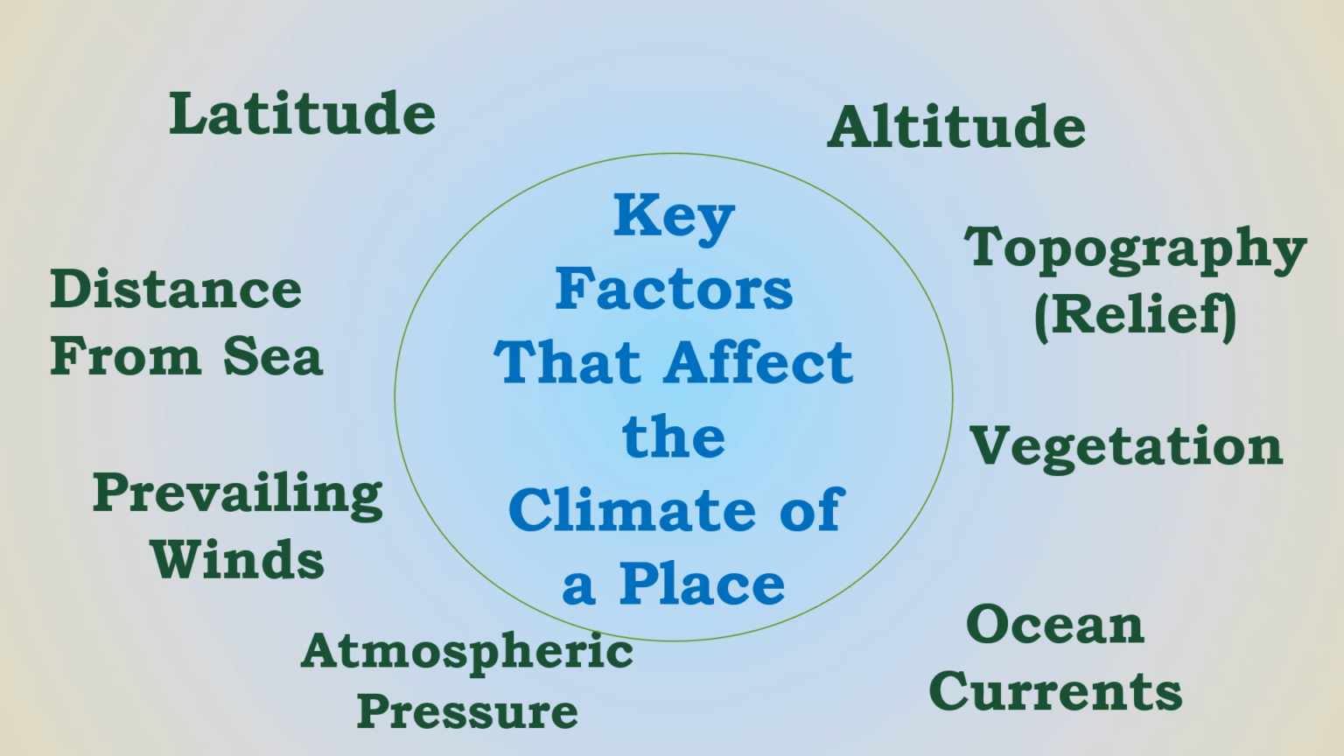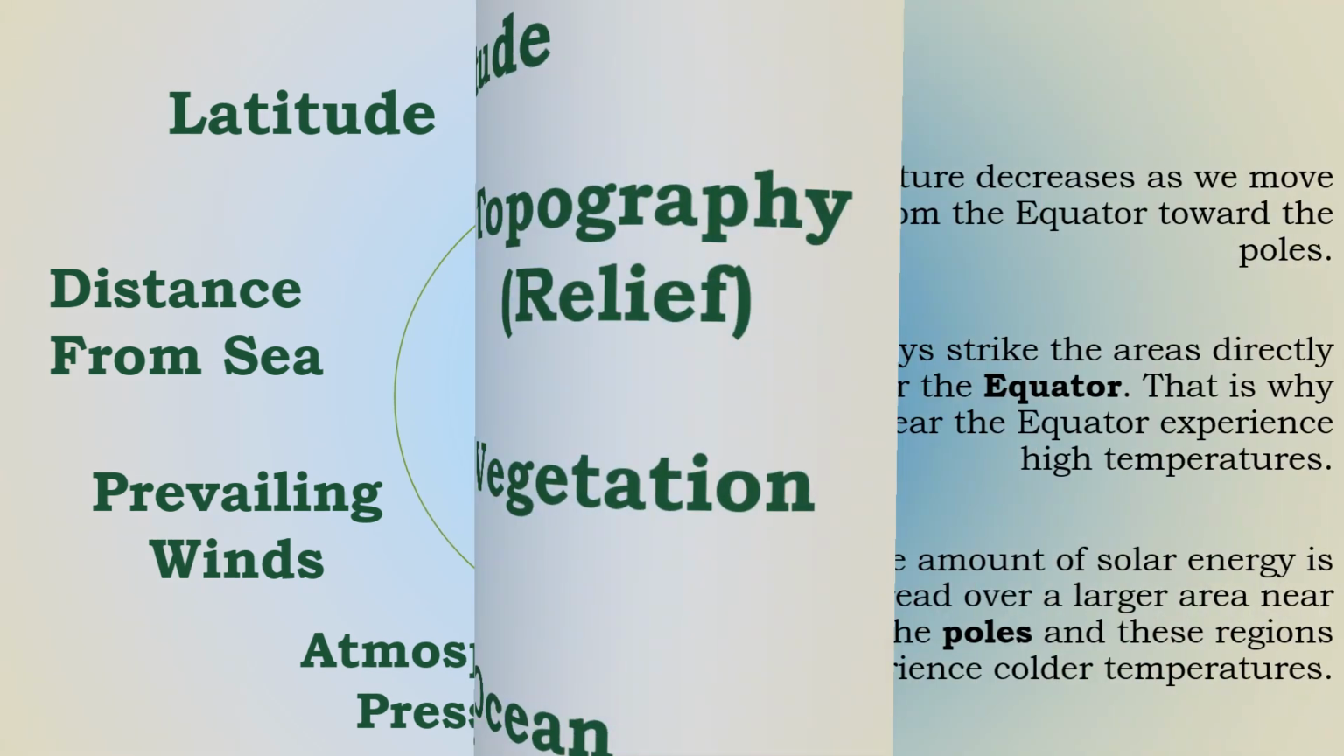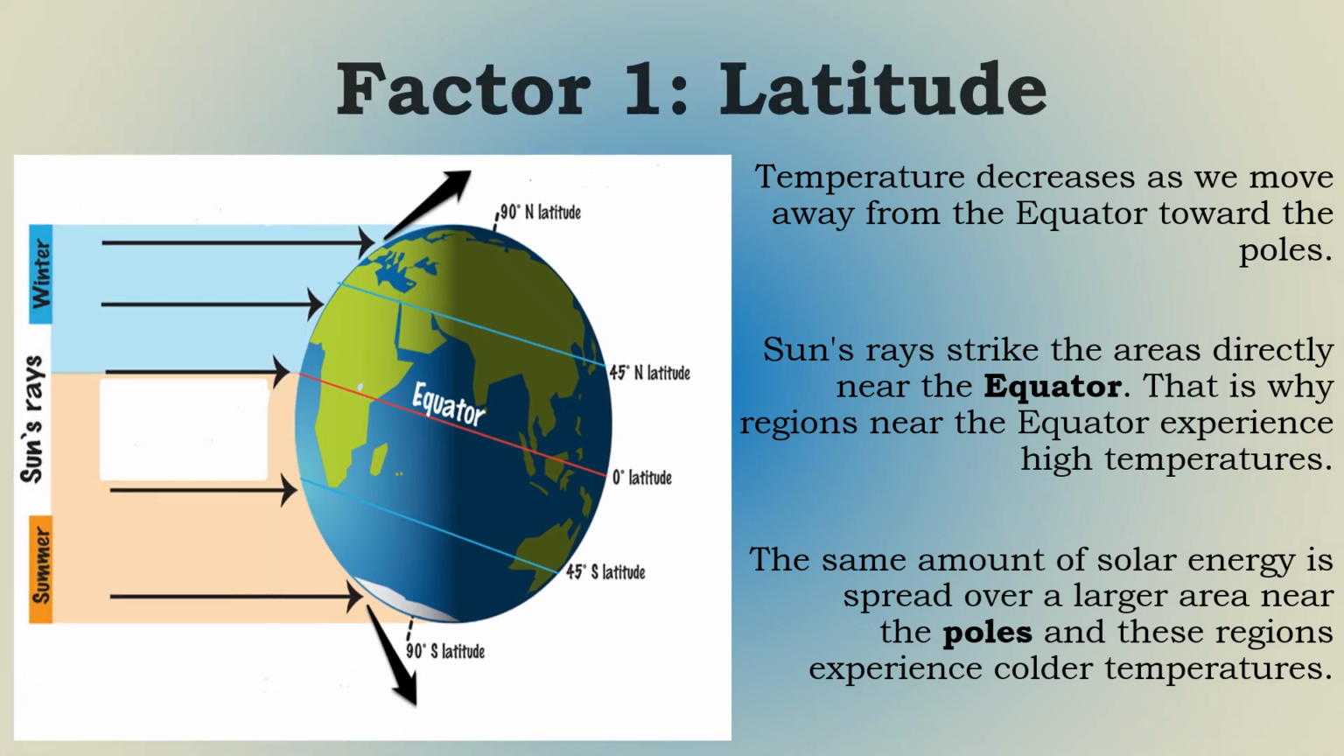These are some of the key factors that affect the climate of a place. Latitude of a place affects the climate very significantly. Temperature decreases as we move away from the equator towards the pole. Sun rays strike the areas directly near the equator. That is why regions near the equator experience high temperatures. The same amount of solar energy is spread over a large area near the poles, and these regions experience colder temperatures.